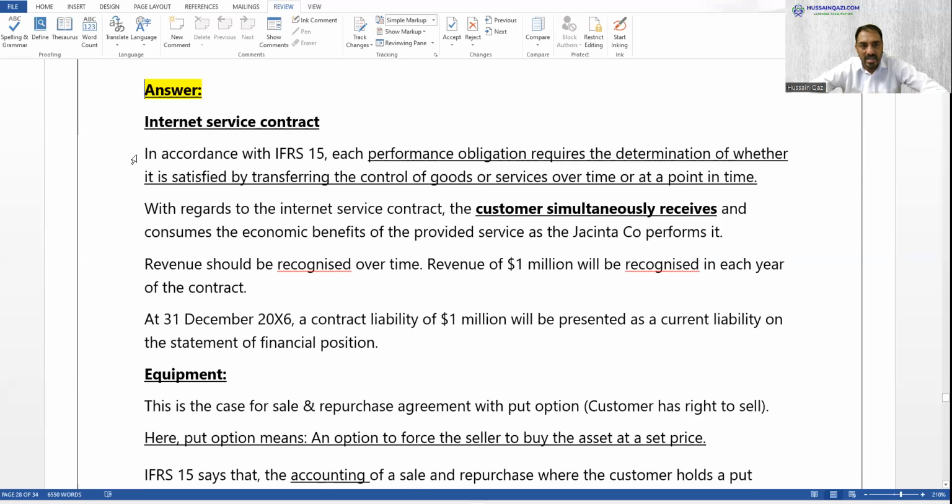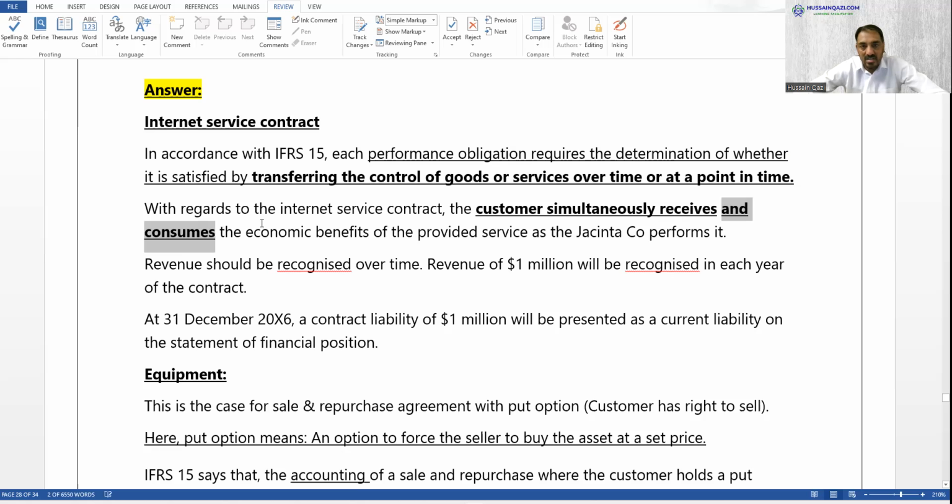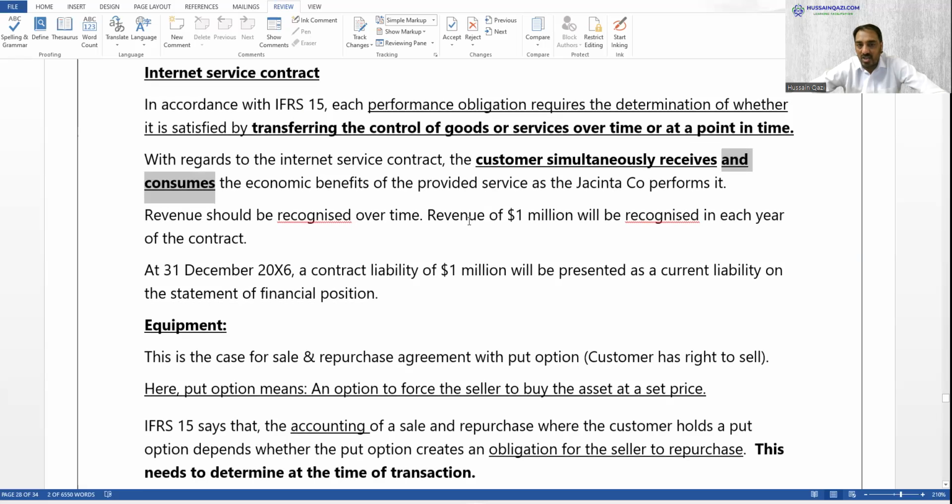This is internet service. In accordance with IFRS 15, each performance obligation requires determination of whether it is satisfied by transferring control of goods or services over time or at a point in time. With regards to the internet service contract, the customer simultaneously receives and consumes the economic benefit of the provided service as the company performs. Revenue should be recognized over time.